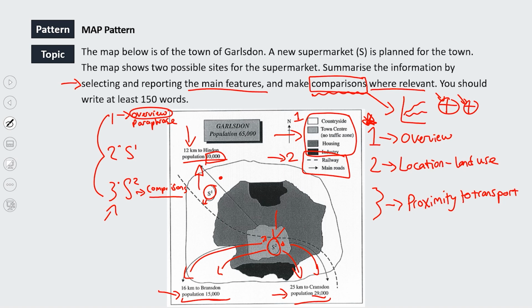Whereas supermarket 1 is closer to Hindon, (only 12 kilometers northeast), the location for supermarket 2 is closer to both Cranston and Branston, 25 kilometers and 16 kilometers away respectively. As Branston and Cranston have a higher population (29,000 and 15,000 respectively), it may be a better location than supermarket 1. You're trying to compare like that rather than dryly list off the information. You want to be bringing in that comparison, that analysis, to get those higher grades for your task 1.